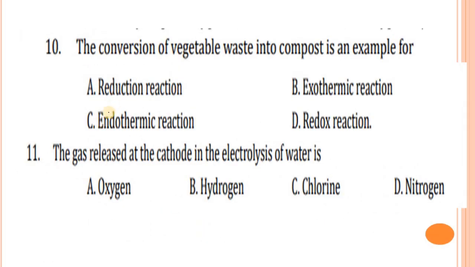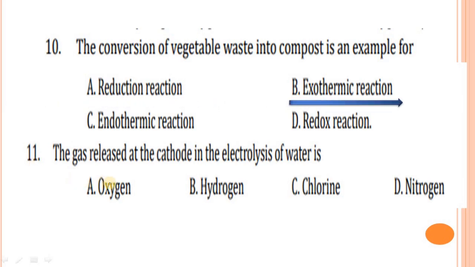Moving to the 10th question. The conversion of vegetable waste into compost is an example for reduction reaction, exothermic reaction, endothermic reaction, and the redox reaction. When the conversion of vegetable waste takes place, the heat will be liberated. So it will be the exothermic reaction. So B will be the correct answer here.